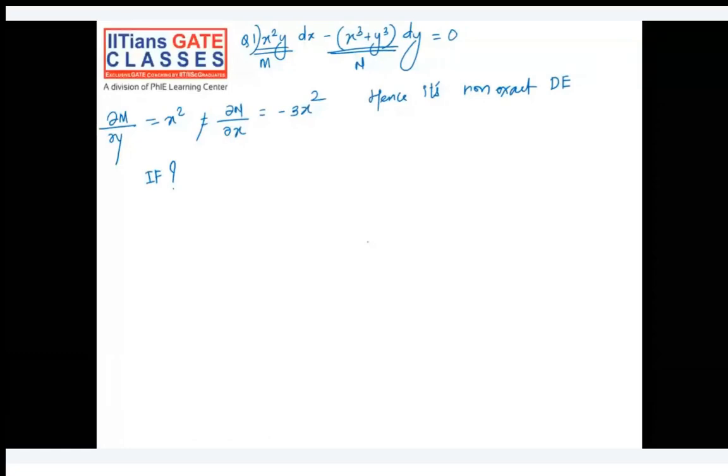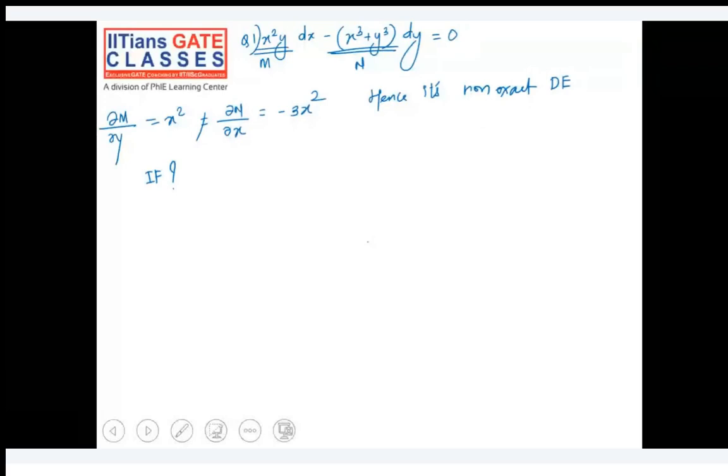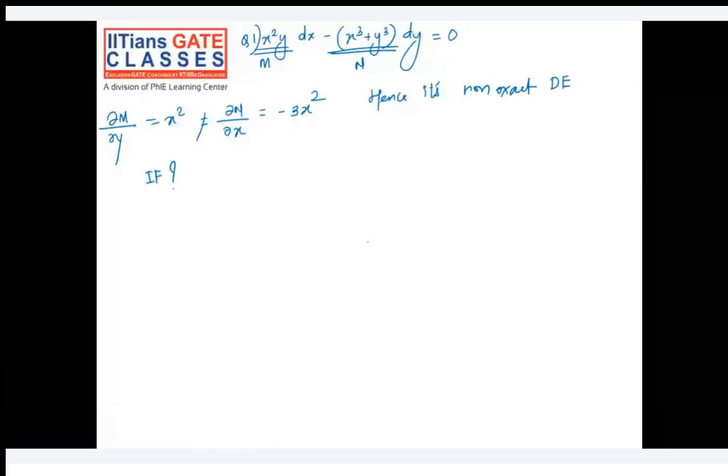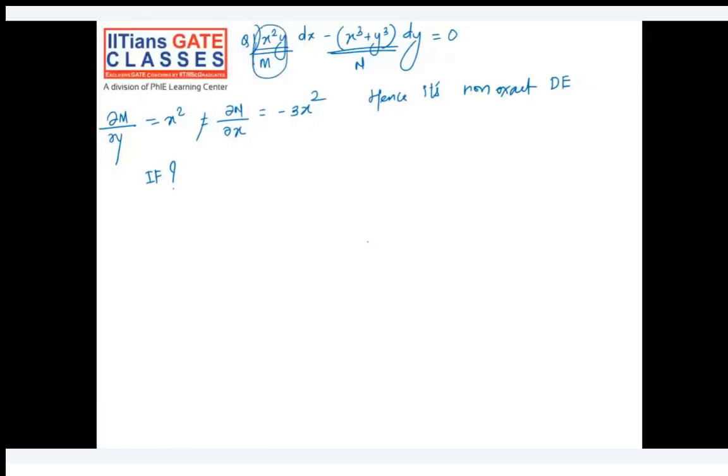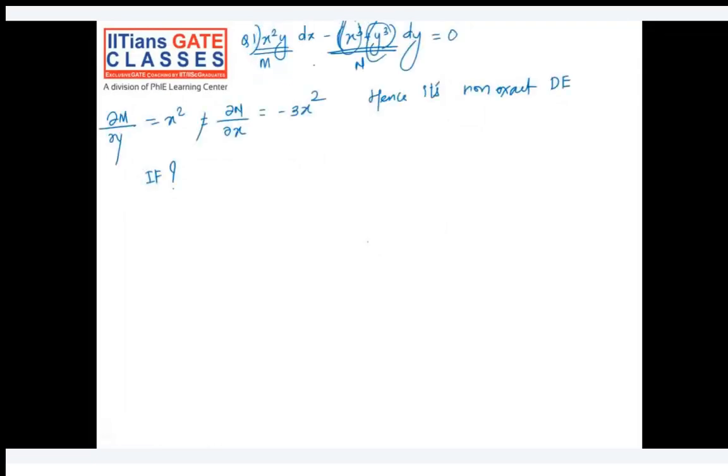So according to case 1, if all the terms are of the same degree, what is the first term? M is with degree 3. N is also with degree 3. All the terms are with degree 3. So we can directly use the formula: 1 upon Mx plus Ny will be the integrating factor. Mx plus Ny.